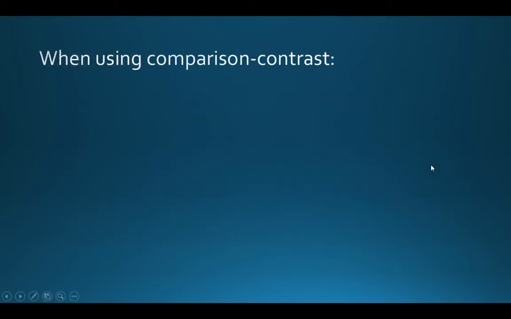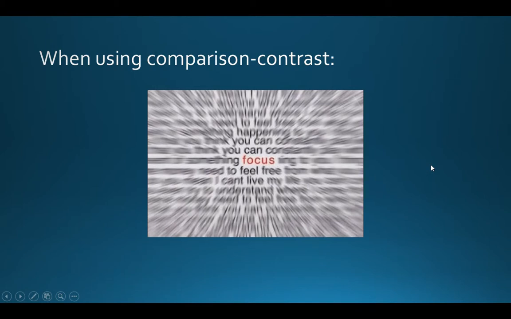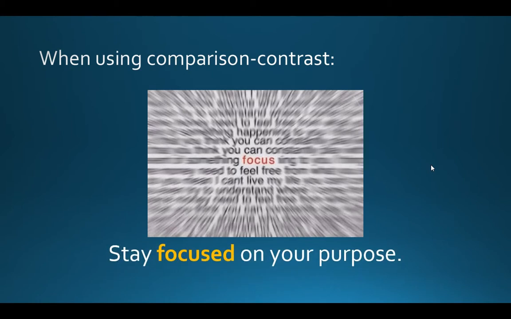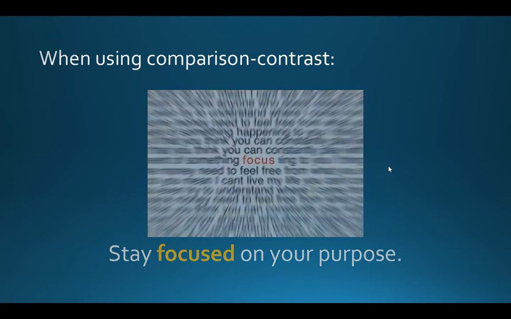So when using compare contrast, you need to make sure you stay focused on your purpose. Often people will start writing and then they get a little sidetracked for whatever reason. So let's say you're trying to pick between the iPhone and the Android, and then you start writing and all of a sudden you're telling a story about how your mom wouldn't let you have a phone. Well, who cares? That's not really the focus of your paper. The focus of your paper needs to be which is the better phone and why, not why you didn't get a phone when you were a little kid, okay?